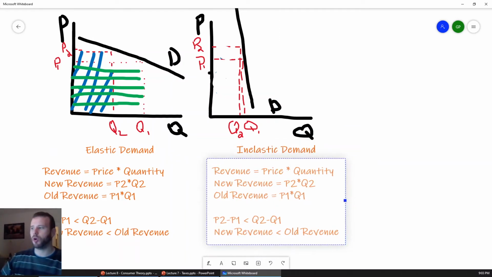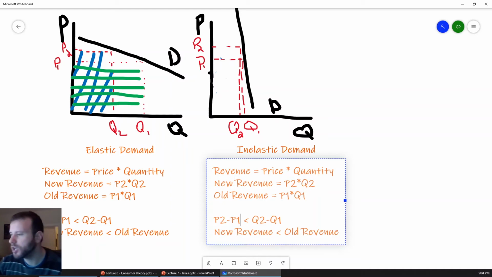So revenue is always going to equal price times quantity. That's just the definition of revenue. And the new revenue is still going to be P2 times Q2, represented at this area here, under the red lines to the left and to the top, okay? And old revenue is still going to be P1 times Q1, represented graphically here, right? And we said that the area under the P1, Q1 red line will be the revenue.